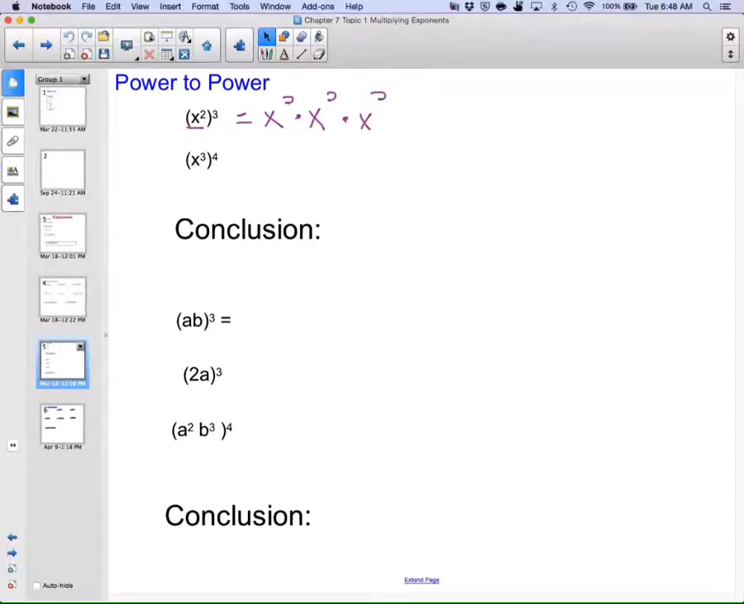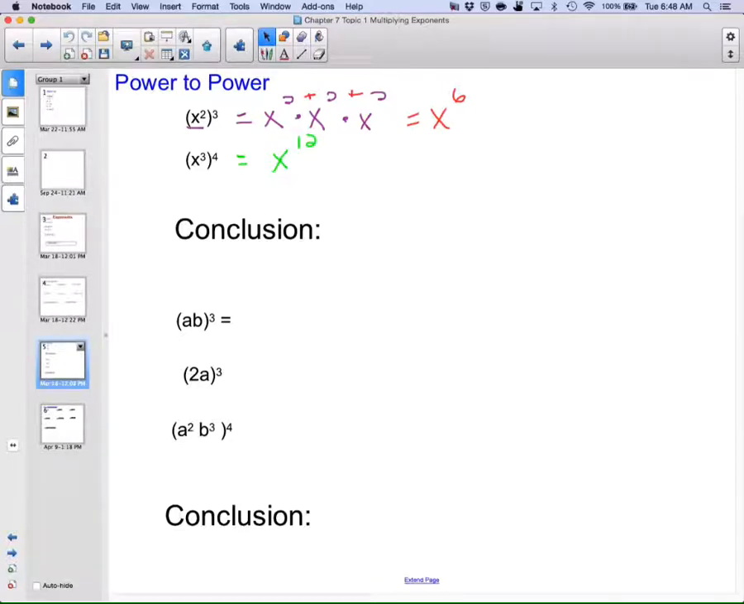Now we learned from the rules in the last slide that we simply add the exponents together if the bases are the same. So that's going to be x to the 6th power. Okay, next example, x cubed to the 4th. Well, that's x cubed, x cubed, x cubed, x cubed. So that's 3, 6, 9, 12. So what we're looking at there is simply x to the 12th power.